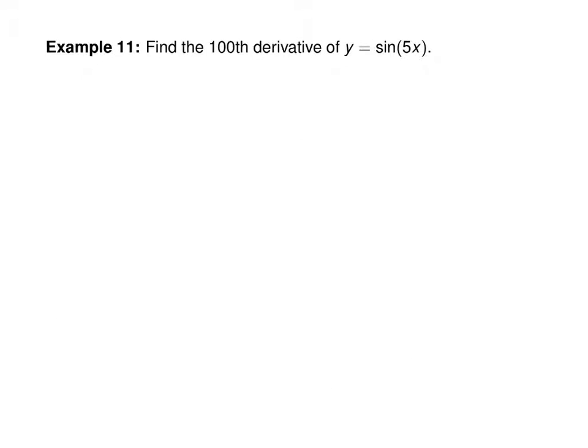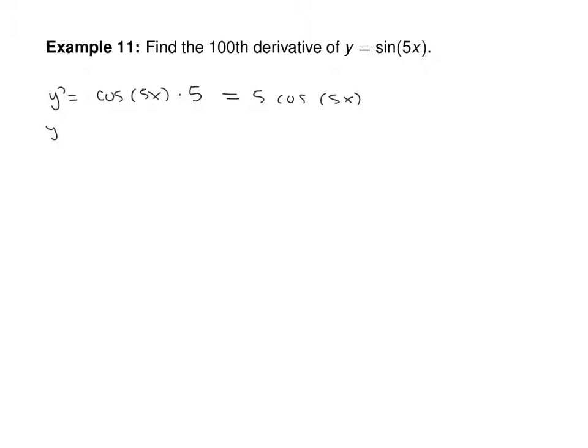Okay, 100th derivative of something. This is also going to follow a pattern, but it's easy, but not quite as easy as the last one that we did. So first of all, what is y prime? Cosine of 5x, and then multiplied by what? Because of the chain rule. 5. So that's the same thing as 5 cosine of 5x.